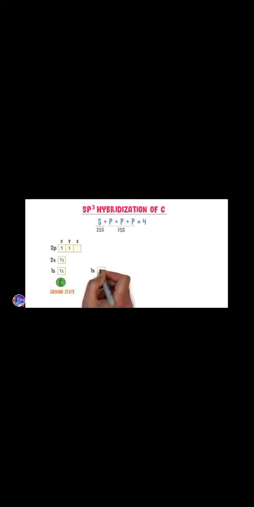There are 2 electrons in the 1s orbital, while 1 electron from 2s jumps into the z orbital of 2p. This is the excited state of a carbon atom. The 1s orbital is already complete, having 2 electrons. So this 2s orbital and 3 orbitals of 2p, x, y, z mix or combine together to form 4 hybrid orbitals. Thus, I will place these unpaired 4 electrons in these 4 hybrid orbitals.